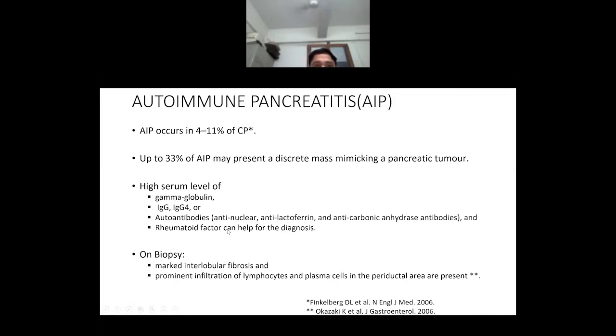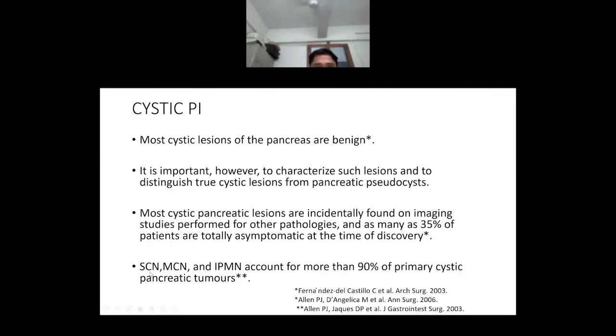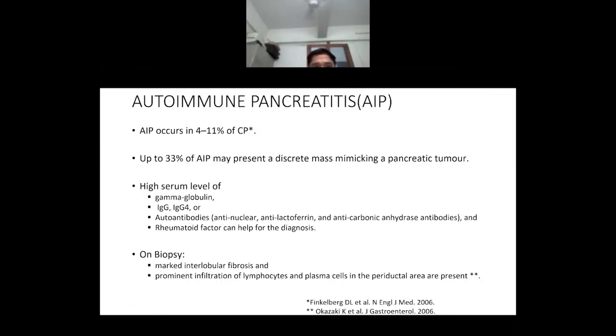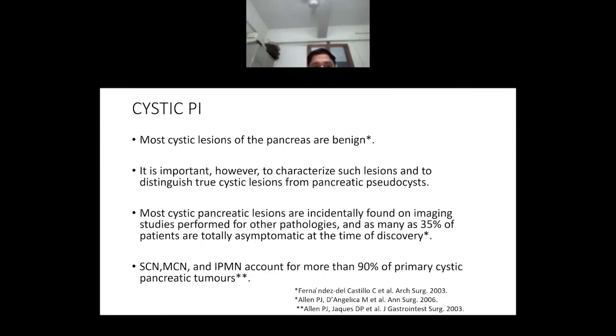On biopsy, autoimmune pancreatitis shows marked interlobular fibrosis and prominent infiltration of lymphocytes and plasma cells in the periductal area. Coming to cystic pancreatic incidentalomas, most cystic lesions of the pancreas are benign. It is important, however, to characterize such lesions and to distinguish true cystic lesions from pancreatic pseudocyst. Most cystic pancreatic lesions are incidentally found on imaging studies performed for other pathologies, and as many as 35% of patients are totally asymptomatic at the time of discovery.